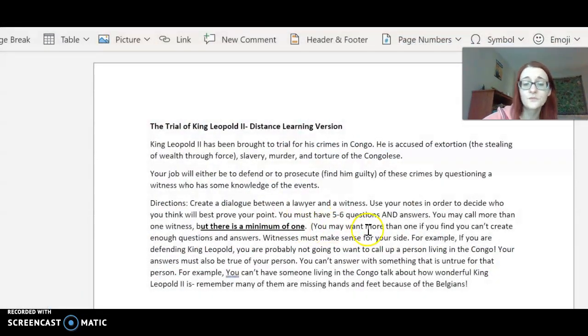Let me get up for you the activity and I'll walk you through it. So, King Leopold II is going to be placed on trial for his crimes in the Congo. He's accused of extortion, so that's stealing wealth through force, slavery, murder, and the torture of the Congolese. Another thing that I'm going to add to this too is that he is responsible, at least in accusation, of all the things that are wrong in the Congo today.